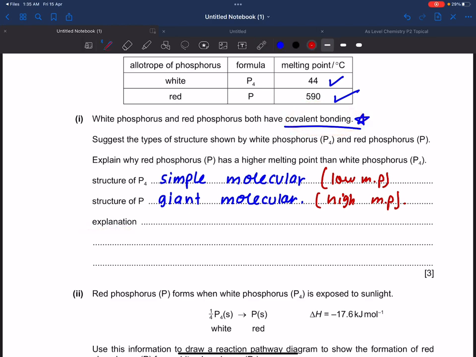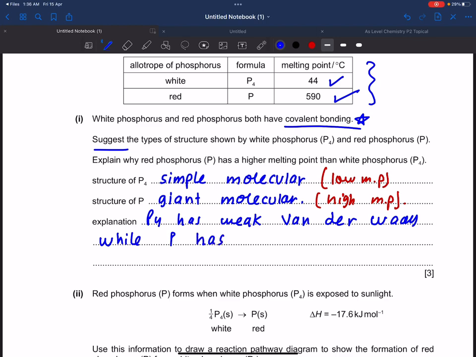Now, what's the explanation for this? The explanation must be very simple. The melting point of P4 is low because it has weak van der Waals forces. We're just suggesting from the data given. P4 has weak van der Waals forces, while P has strong covalent bonding.